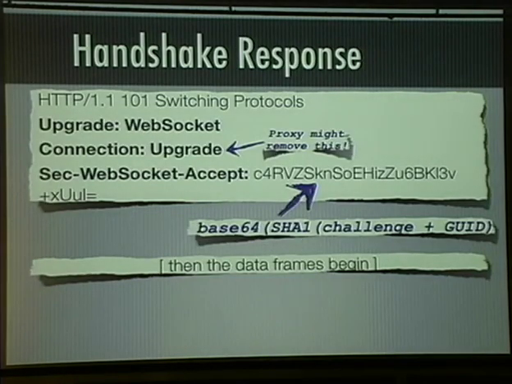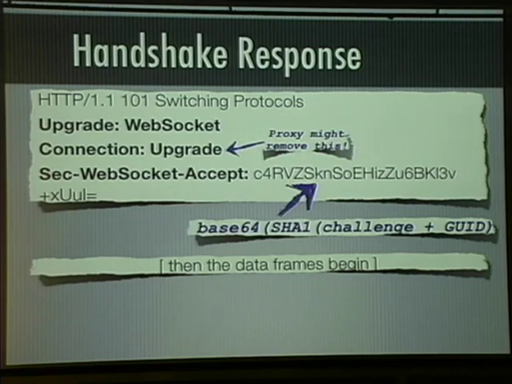The server then is going to respond to that challenge with essentially a hash of the challenge key, as well as a GUID defined by the RFC. There's one other aspect of this handshake that's important to point out. That's the Connection: Upgrade header. What this header basically says is, sure, we've agreed on this handshake, now we can start talking WebSockets.